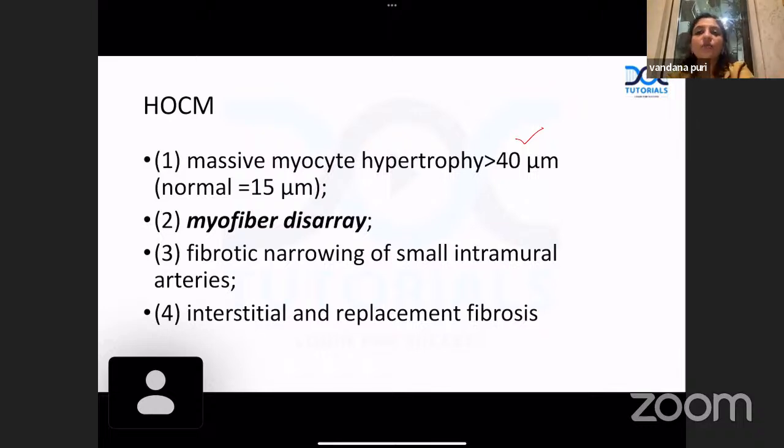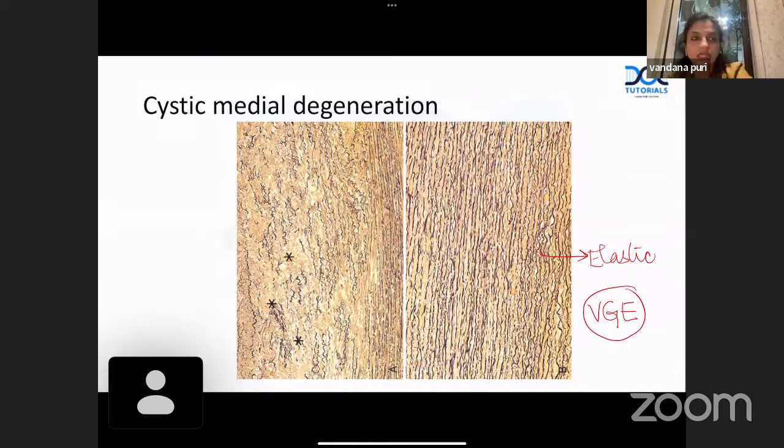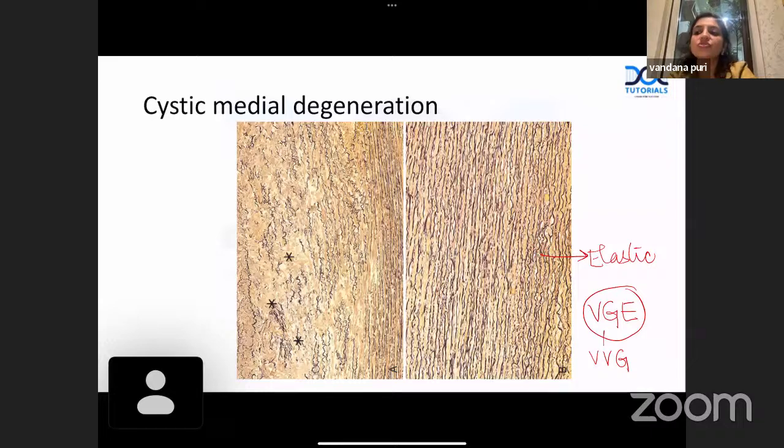Now, when we talk about other stains which are used in the heart and the blood vessel, this is the next stain which you have to remember. This is elastic fibers. Elastic fibers are identified by a stain called von Gieson elastic, or VGE, also called Verhoeff's von Gieson stain. Verhoeff von Gieson and von Gieson elastic are both similar stains. And this is a silver stain. So wherever you see that black fiber, this is a silver stain.